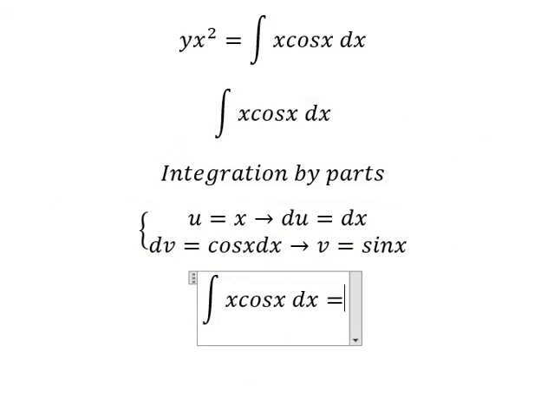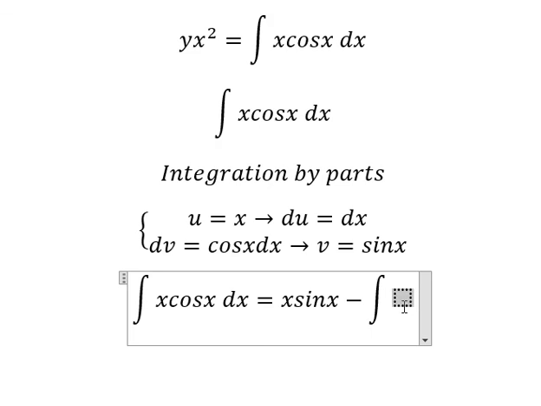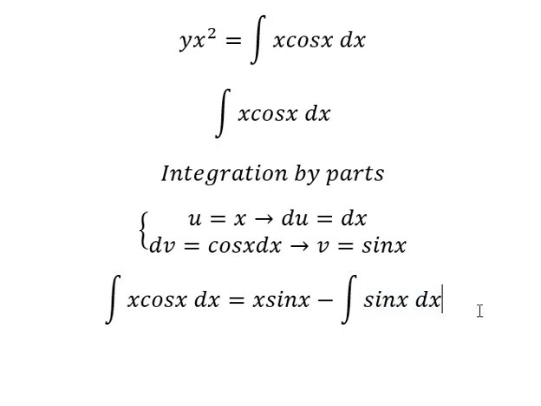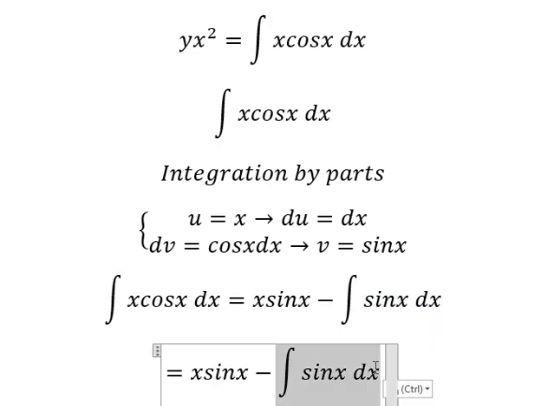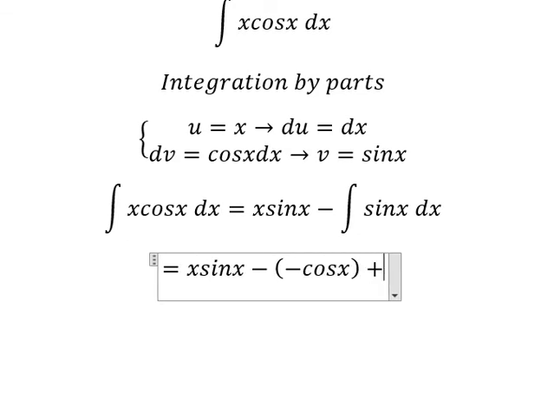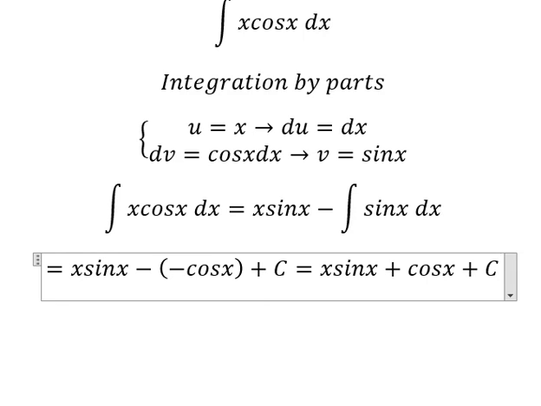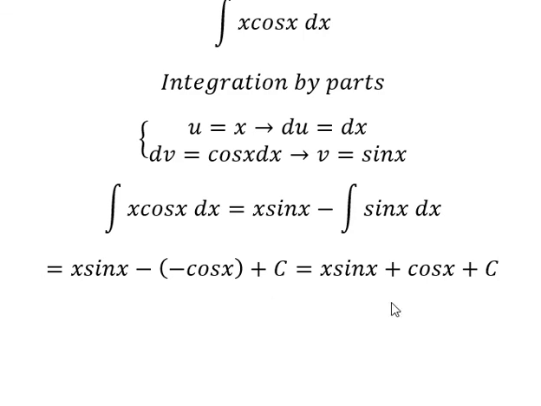So we have u multiplied by v, minus the integration of v du, so we have the integration of sine x dx. The integration of this one, we have negative cosine x, and we put c. We simplify, and we got like this.